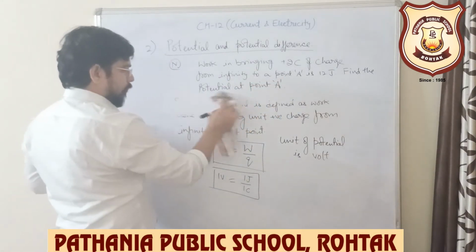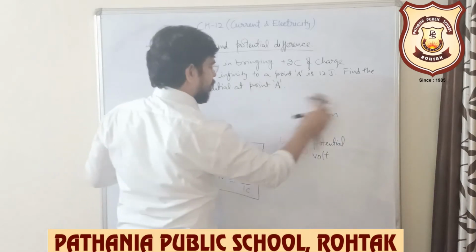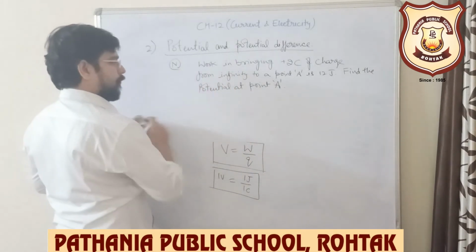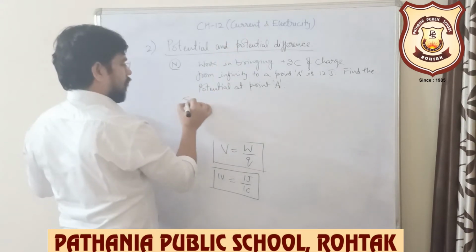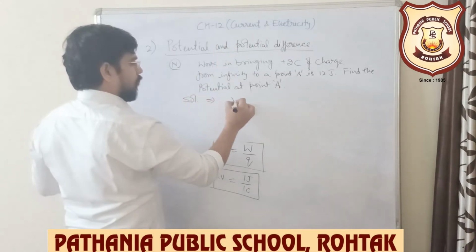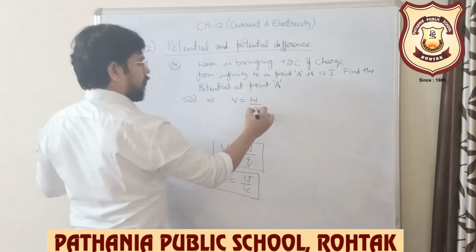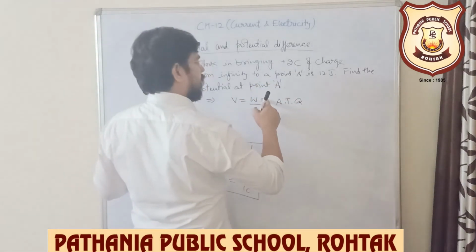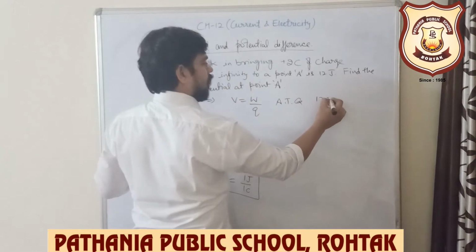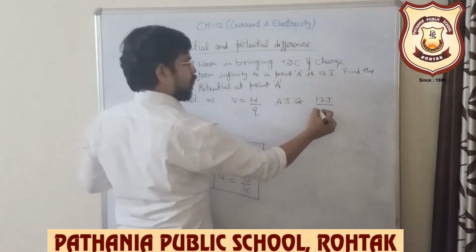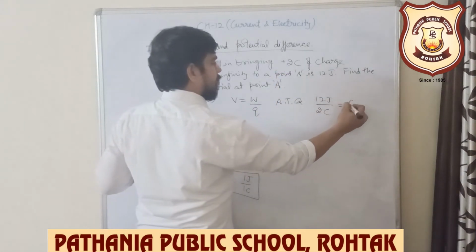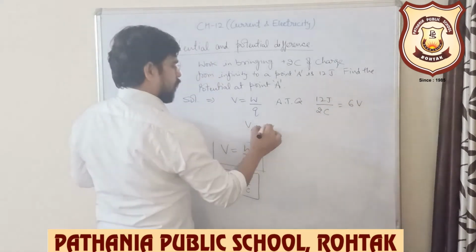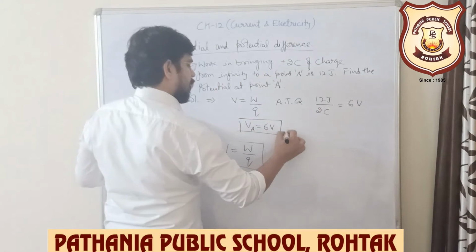So for doing this numerical, we will apply the same formula which we just have studied. V is equal to W by Q. We know that V is equal to W by Q. So according to the question, work done is given 12 joule and charge is plus 2 coulomb. So what I am getting, 6 volt. So voltage at point A is equal to 6 volt. That is your answer.